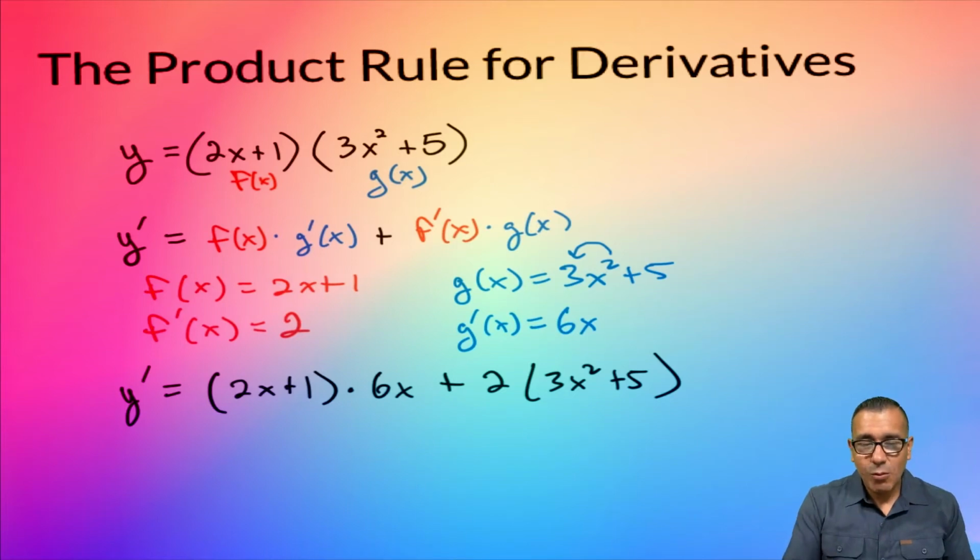So again, all we're doing is taking the first function times the derivative of the second, that's this, plus the derivative of the first function times the original second, and that's this component. It's that easy. So let's get some more practice and do another problem. Follow me.